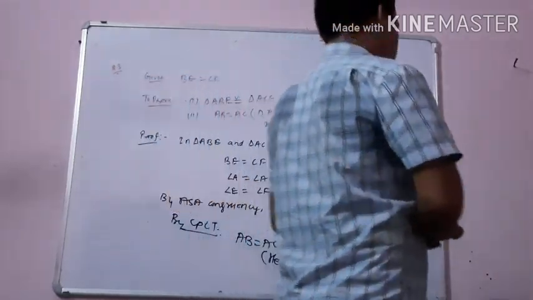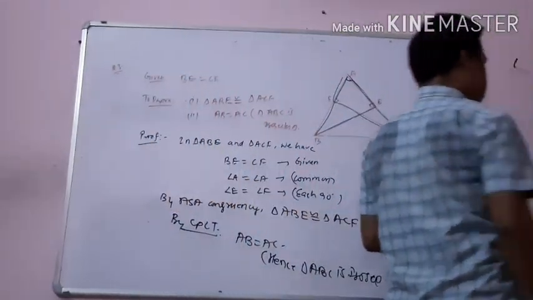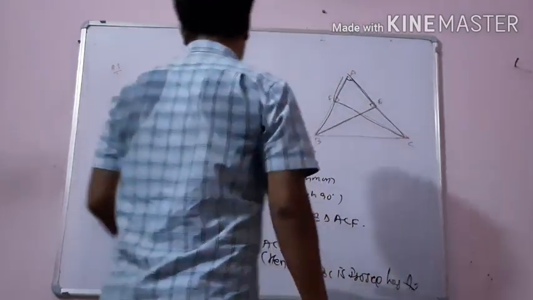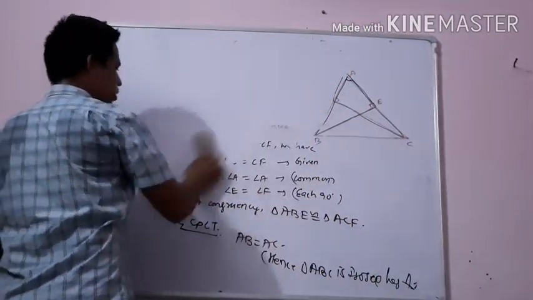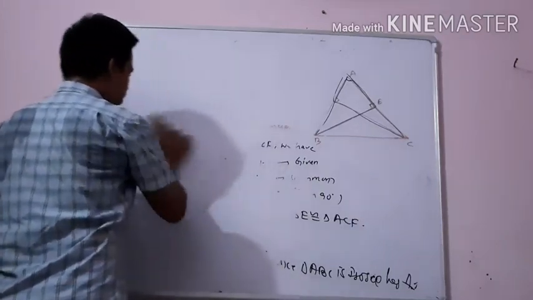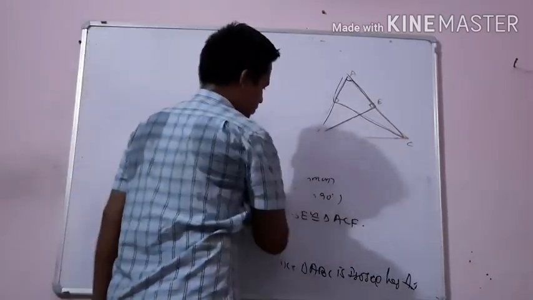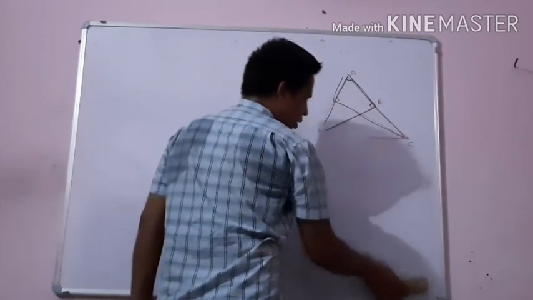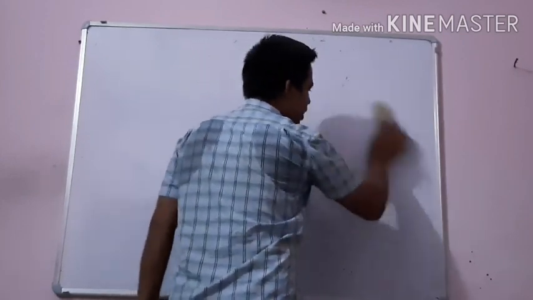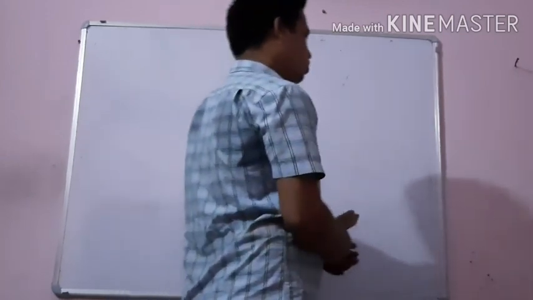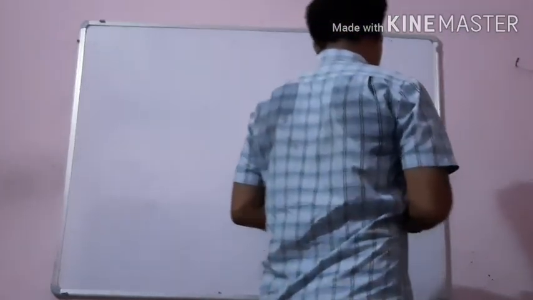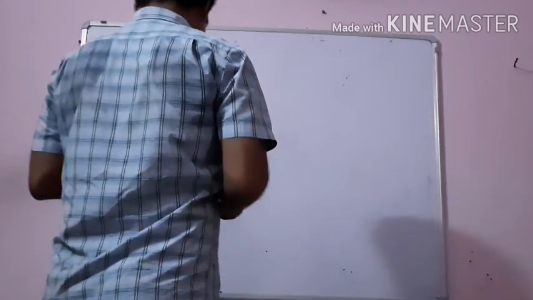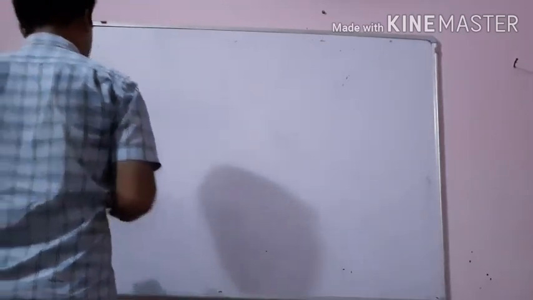Now we have done question number 3 and question number 4, which are opposite to each other. When you see question number 3 and question number 4, both questions are converses of each other. In question number 3 you have to prove that BE equals CF, but in question number 4 it is given BE equals CF and you have to prove the sides. Now coming to question number 5.